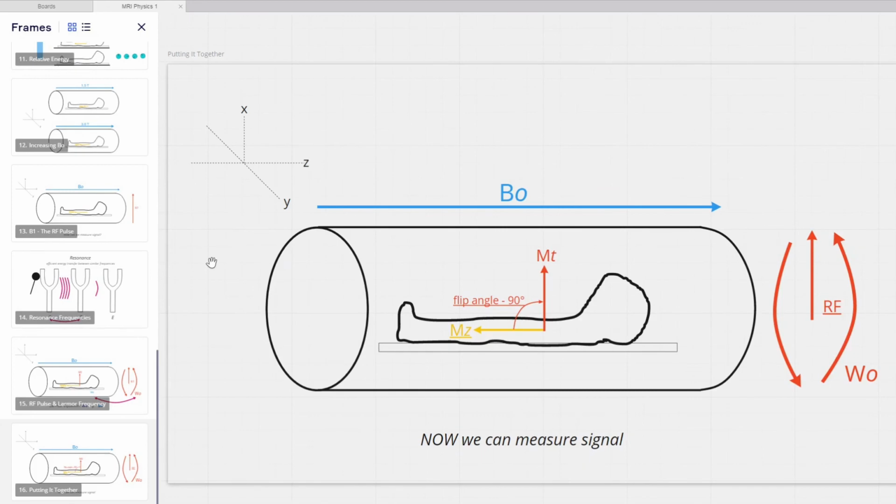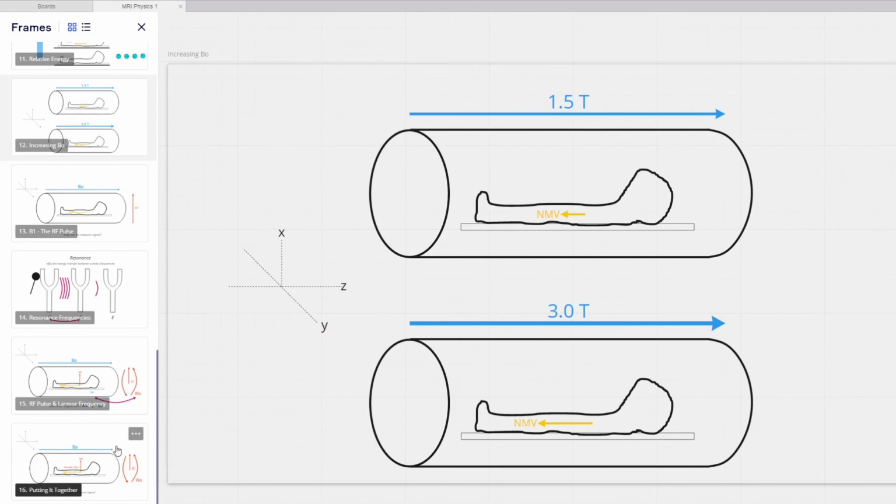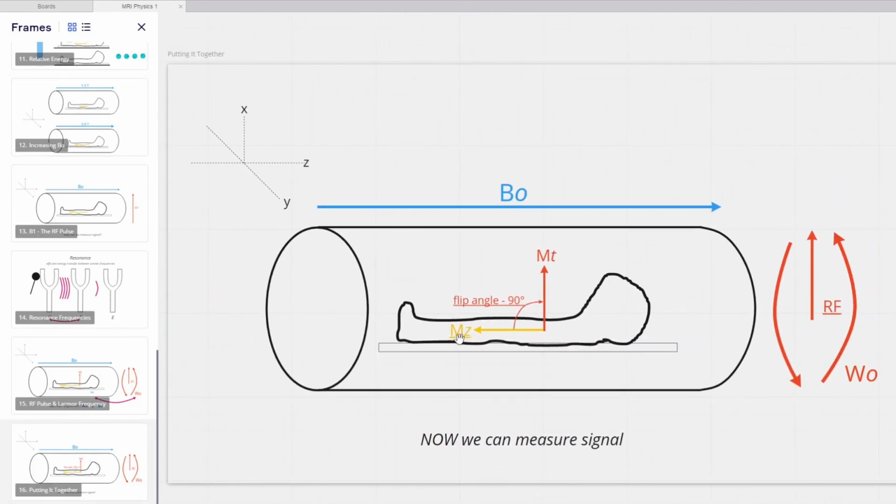So just kind of putting it all together, this is everything that we've just talked about. This is our external magnetic field, 1.5 Tesla. This is our bore with the patient in it. We've been calling this our NMV, right? Our net magnetization vector. From here on out, we're going to call it just M sub z because it's in the z-axis. This is just the longitudinal part of the magnetization. It's the same thing. And this is our transverse magnetization, or M sub t. This is what we've just generated because of the efficient transfer of energy between this rotating perpendicular magnetic field and the patient.